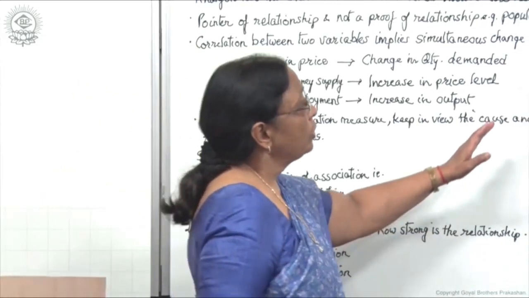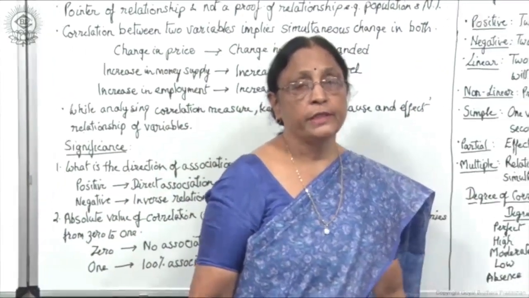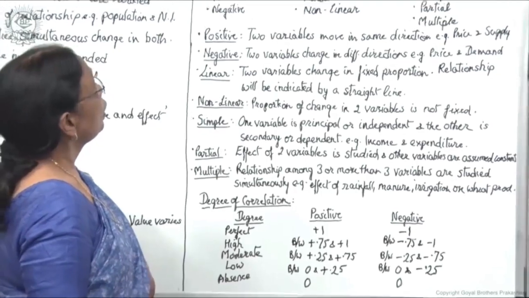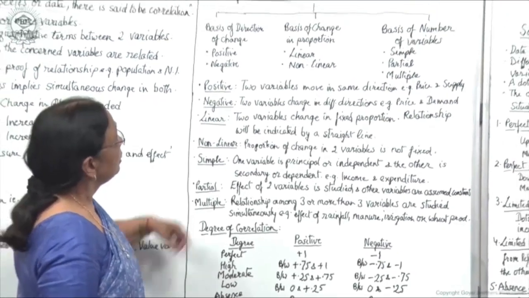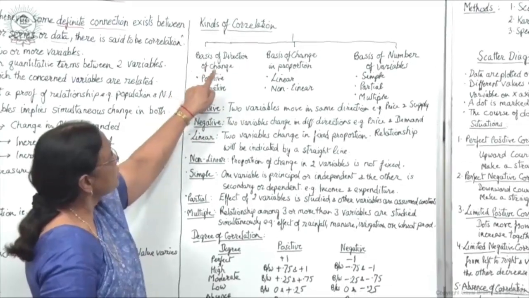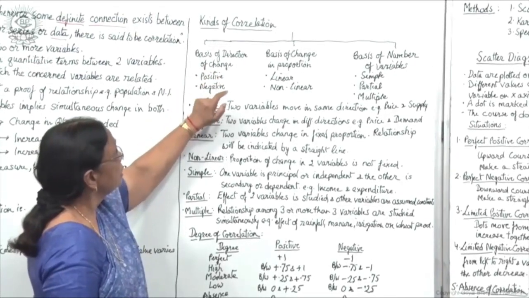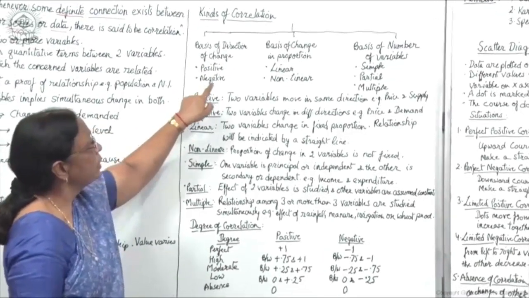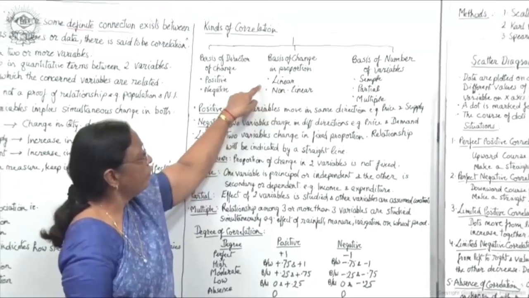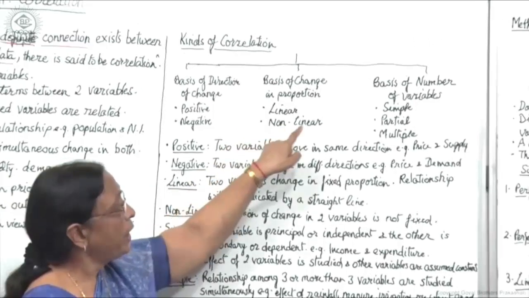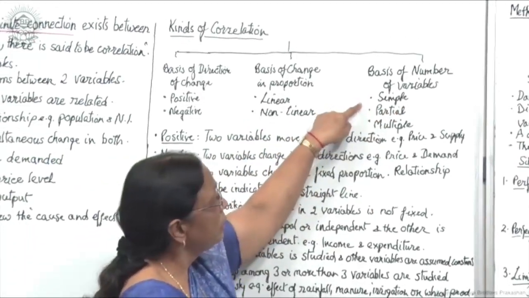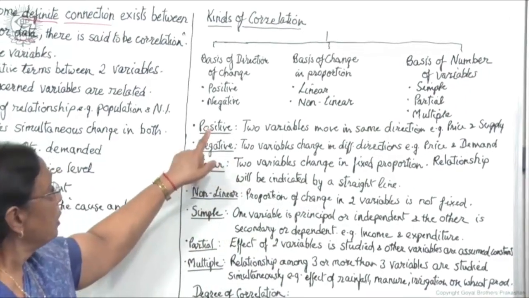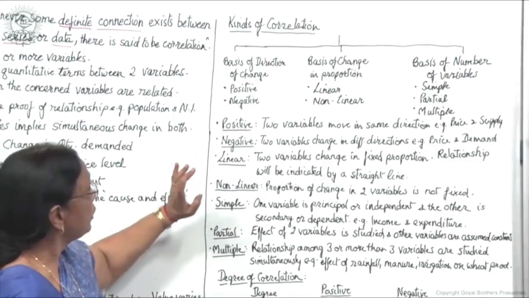Now we'll move to kinds of correlation. We'll see what the different types of correlation are. Correlation can be divided into three categories. On the basis of direction of change, we have positive and negative correlation, two types. On the basis of change in proportion, we have linear and non-linear correlation, and on the basis of number of variables, we have simple, partial and multiple correlation, right? So we'll see the characteristics of all these three.